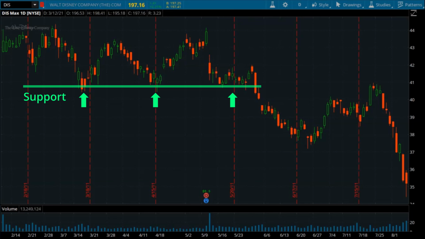It tried to break past this $41 level, which was originally the support level, but it got rejected, and the stock reversed back downwards and went even lower. So you can see that in this case, the original support level of around $41 was broken, and it eventually became the resistance level.